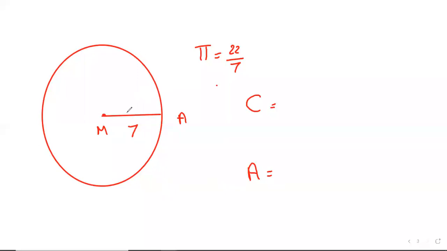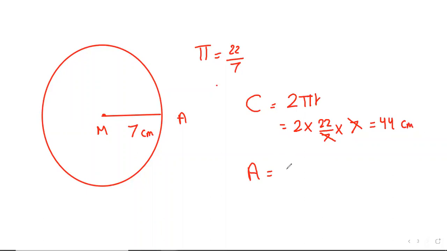Here in this circle, we have MA, and MA equals 7 centimeters, and M represents the center of the circle. I want to find the circumference of the circle and the area of the circle. The circumference equals 2 pi r. It's 2 multiplied by pi. Pi is given as 22/7 multiplied by the radius, which is 7. Okay. Cancel 7 and 7. You will end up with 44 centimeters.